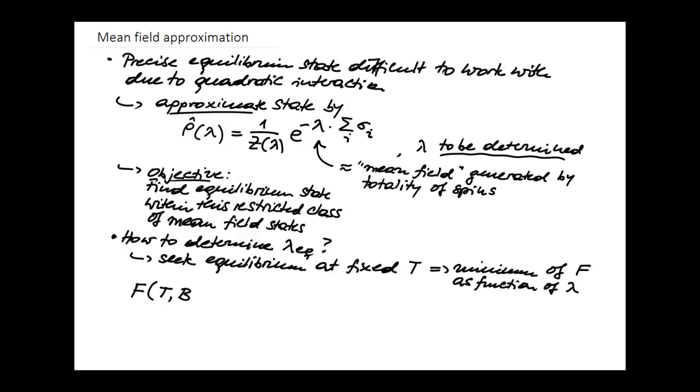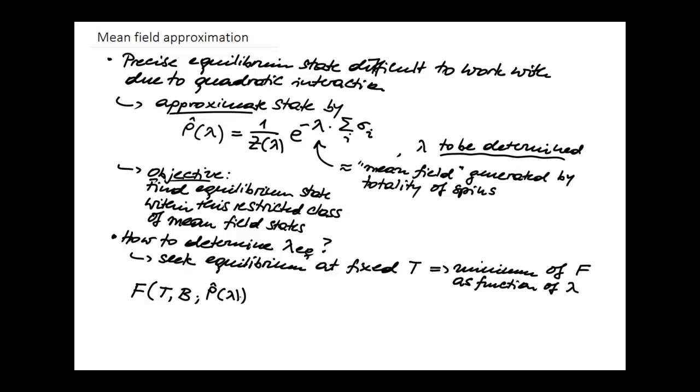And then I can assign a free energy to any state rho from this class of mean field states. So not necessarily the equilibrium state. The equilibrium state will be that state that minimizes the free energy, but the free energy is just as well defined for arbitrary states. And that's what we had discussed.